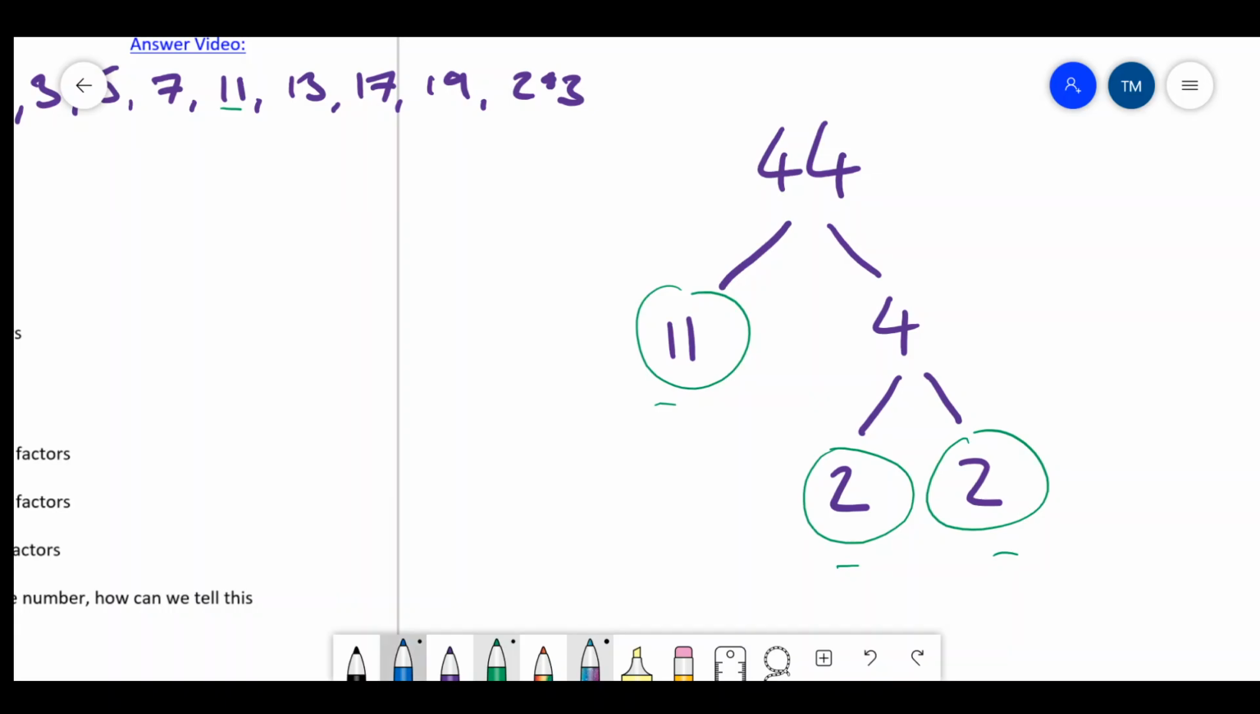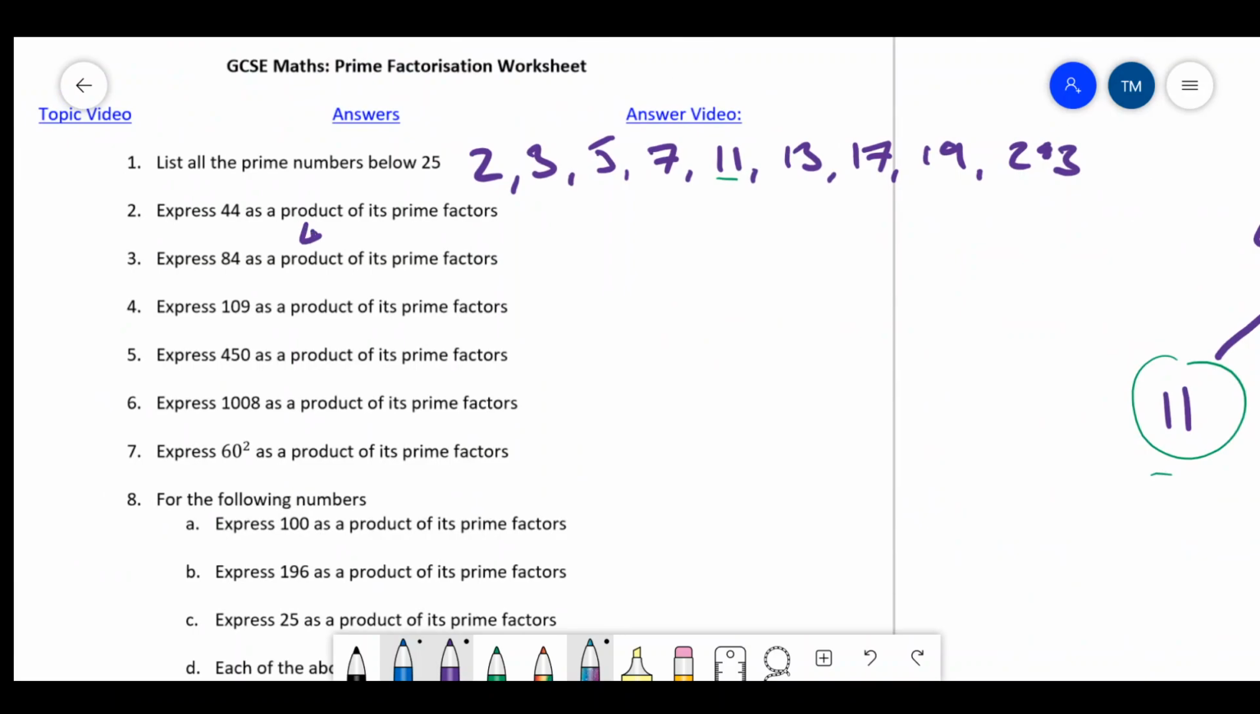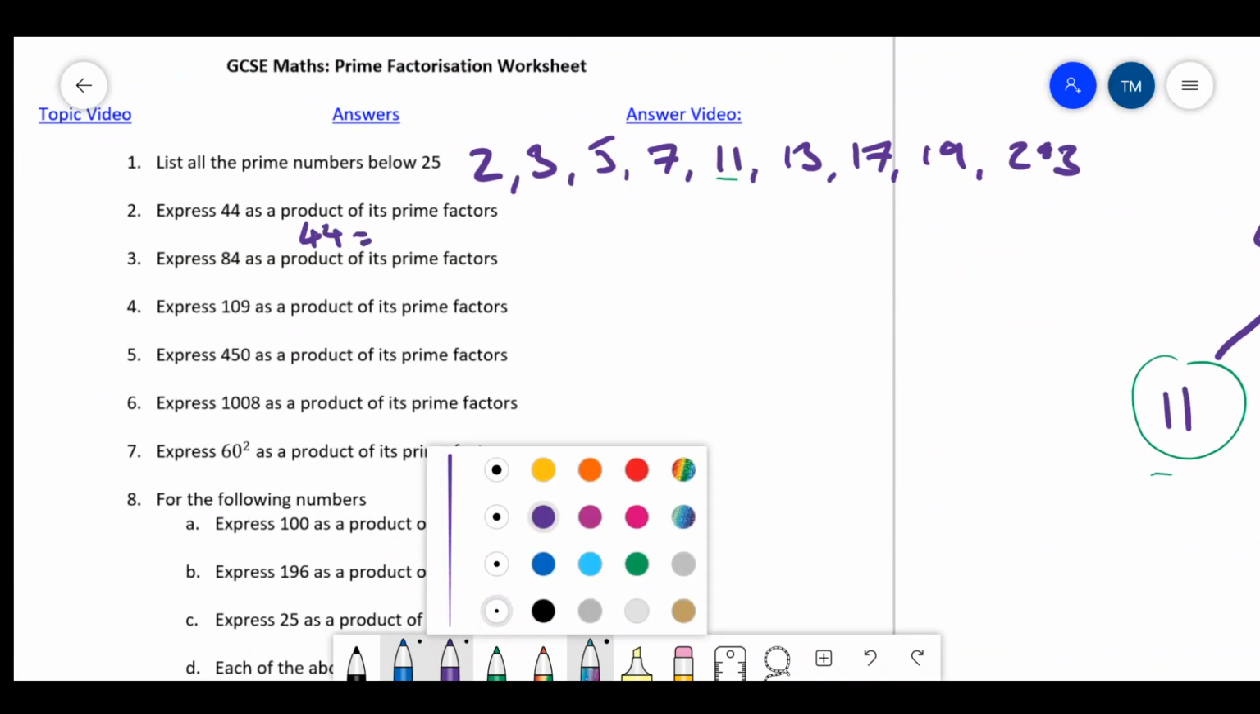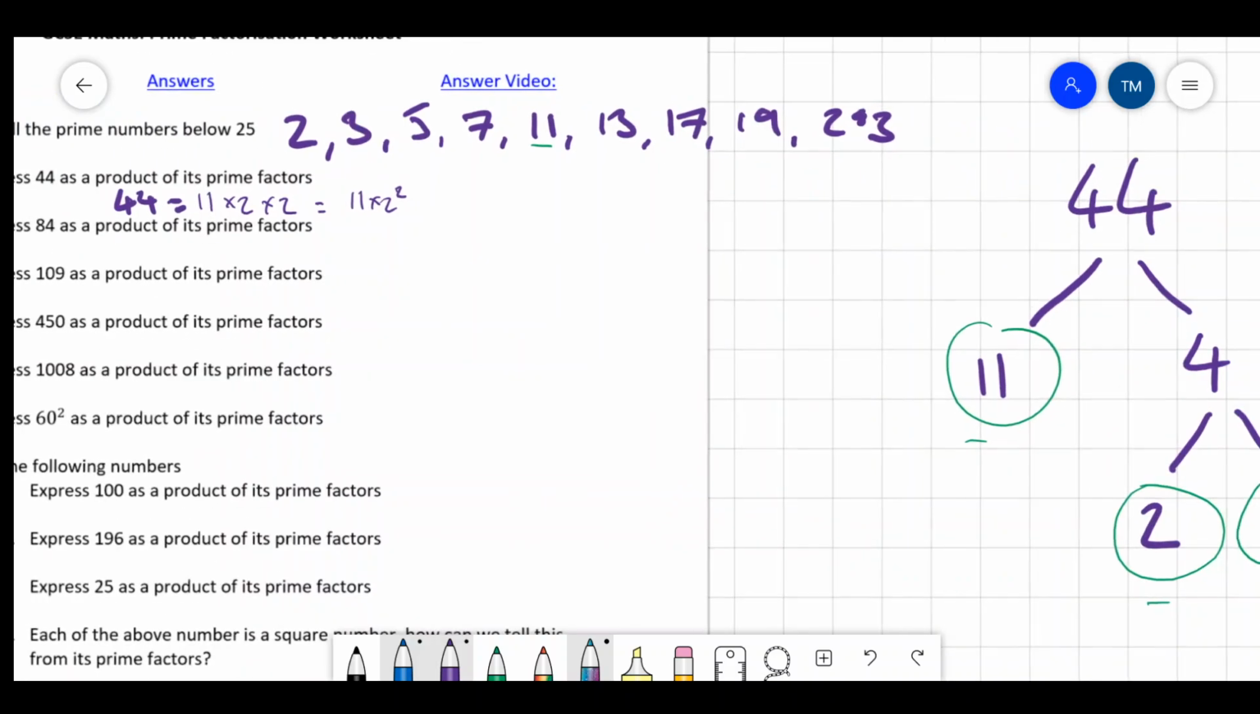So we can say, well, 44 is equal to 11 times 2 times 2, which is equal to 11 times 2 squared. And that is 44 as a product of its prime factors.